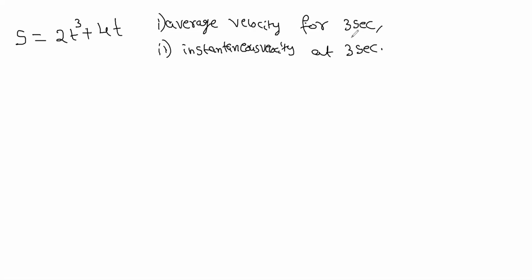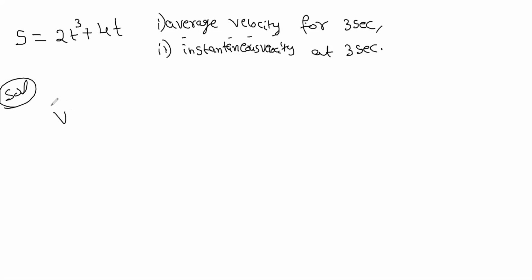See, there is a difference between for 3 seconds and at 3 seconds. For 3 seconds means the total period is 3 seconds. At 3 seconds means at that particular instant, what is the velocity? That is the instantaneous velocity. Okay. Now, how to find this one? Just same thing what we are doing.